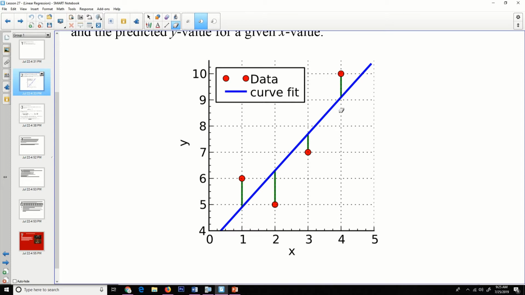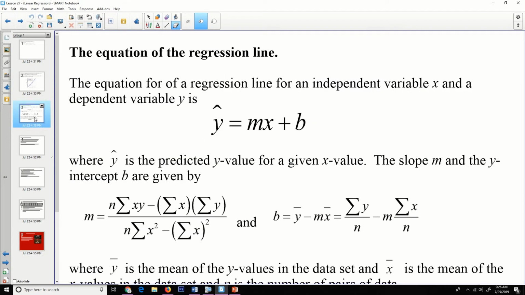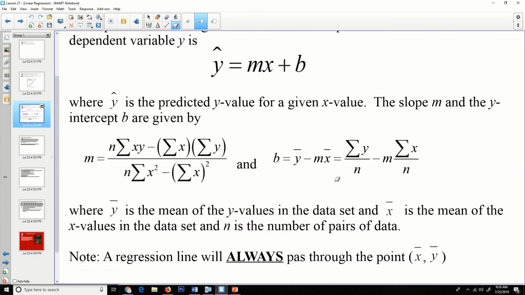Now, we're not going to try and prove that calculation because it involves calculus, but we do know what those equations are. All right, so the equation of a regression line for an independent variable x and a dependent variable y is y hat, and this implies a regression line, equals mx plus b, where y hat is the predicted y value for the given x value, and the slope m and the y-intercept b are given by these two equations.